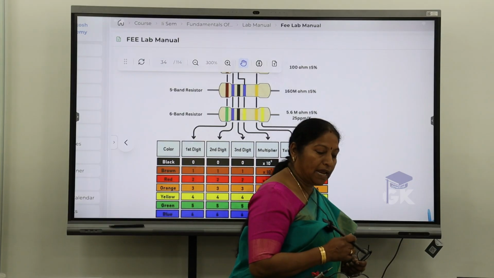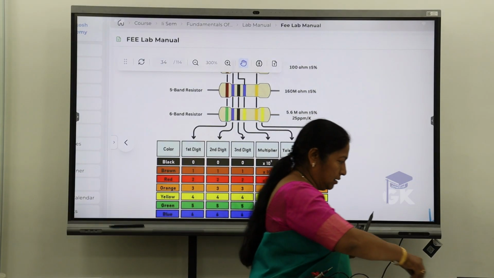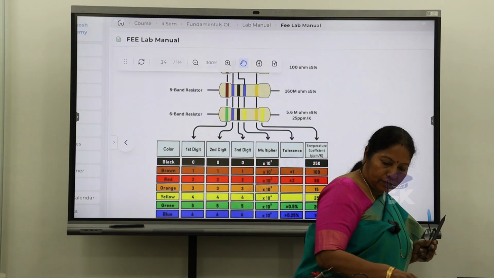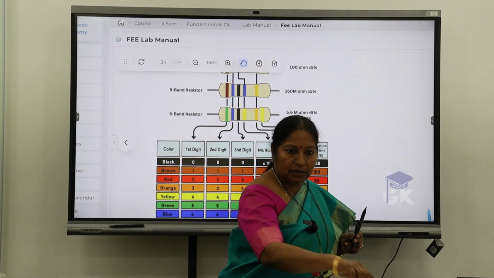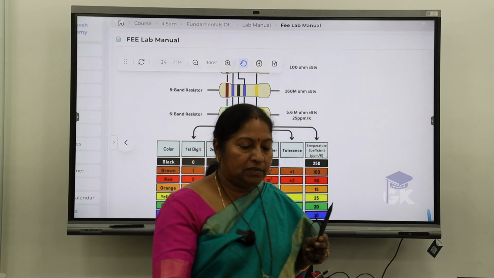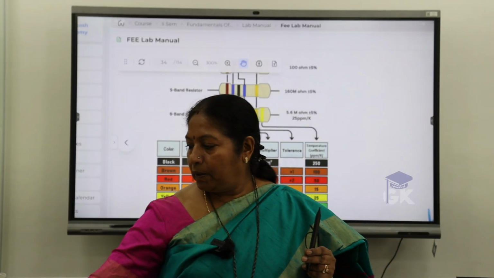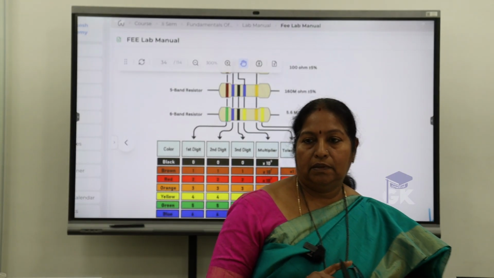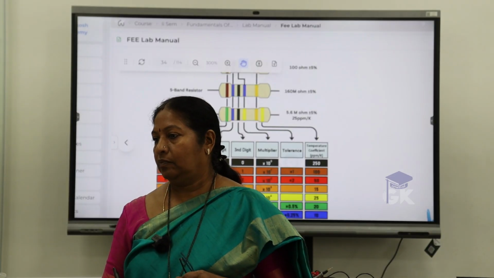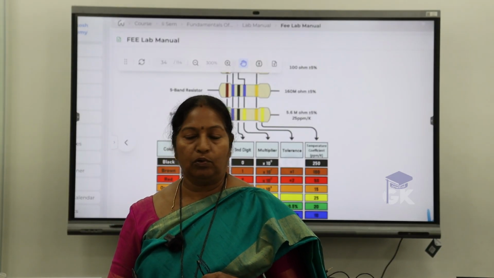Each one of you has one resistor, quarter watt, half watt, 1 watt only. Do you have it? Please check this. Open it and take one each. Just have it. Pass it on, so that you will come to know how to measure it.